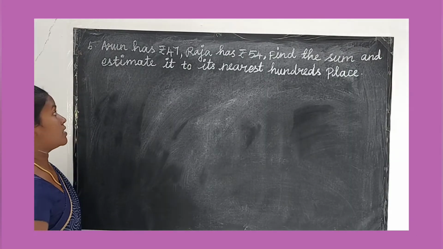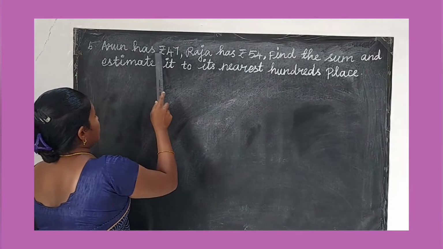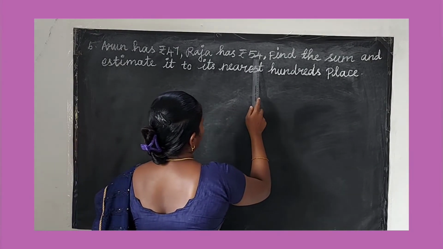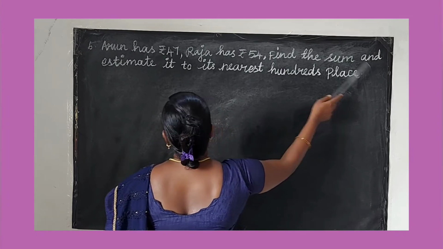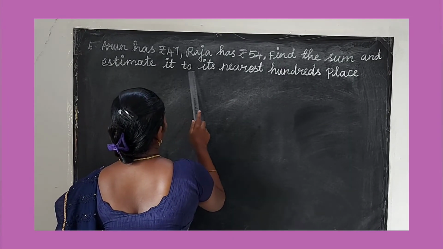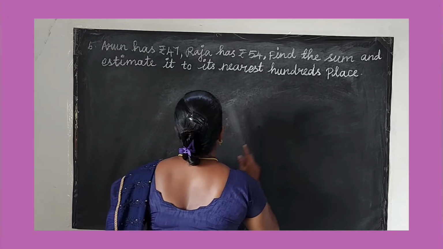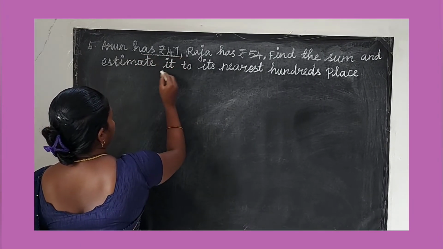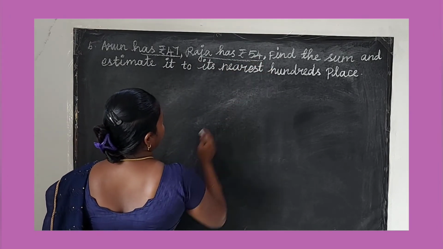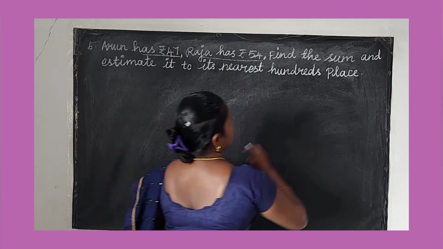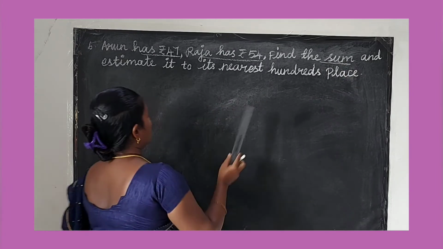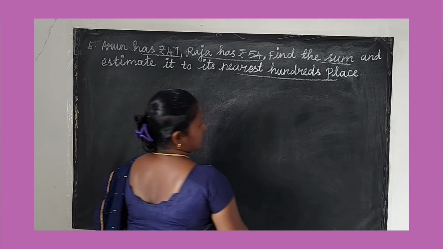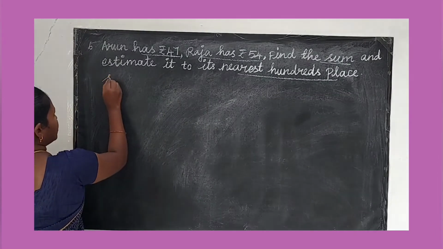Children, see the sixth sum. Arun has rupees 47, Roja has rupees 54. Find the sum and estimate it to its nearest 100 place. So in this question, Arun's amount is rupees 47 and Roja's amount is rupees 54. Find the sum means the sum is addition, and we have to find the estimated value for the nearest 100 place value.